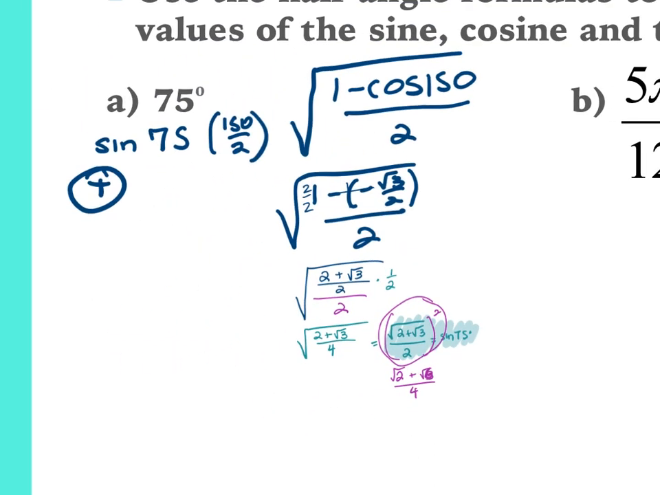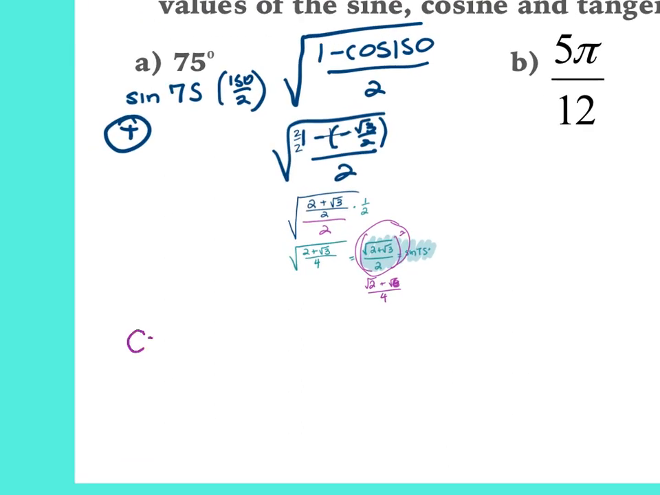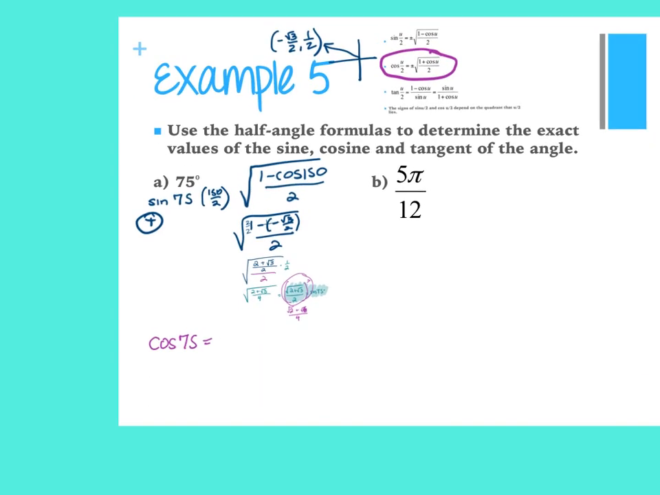Okay, so that was sine, right? Now we're going to do cosine of 75. This one is the square root of (1 plus cosine) over 2. Now the positive or negative, again, we choose. If 75 is in my first quadrant, what is the sign of cosine? Positive again. And then it's the square root of (1 plus cosine of 150) over 2.